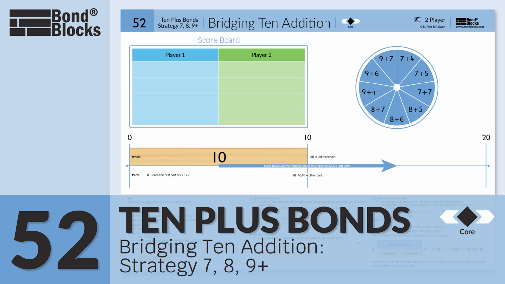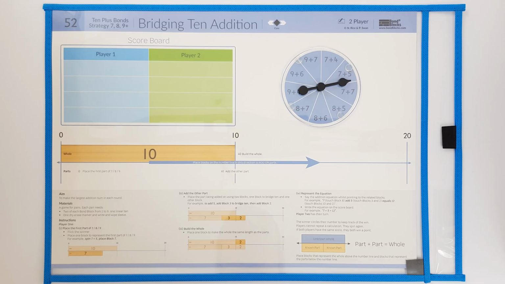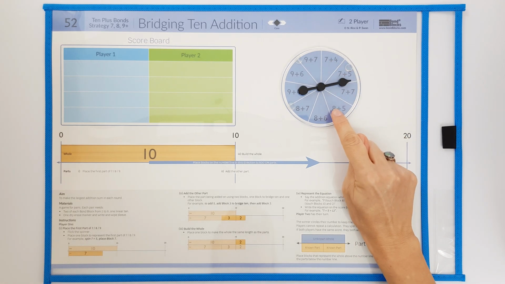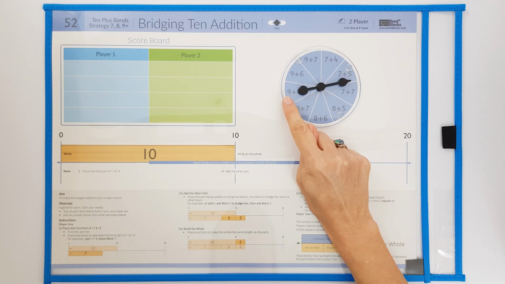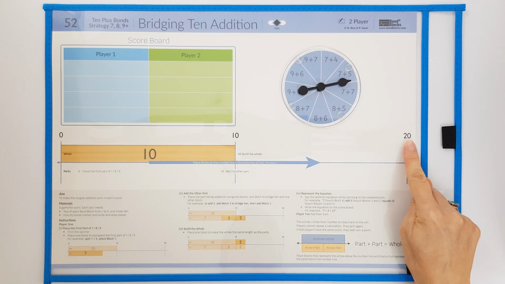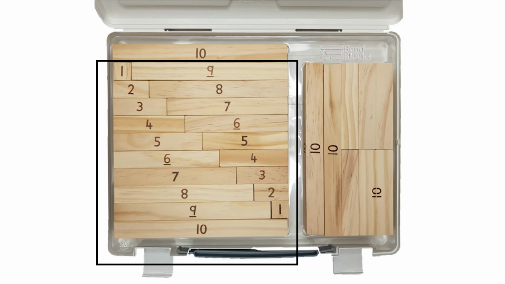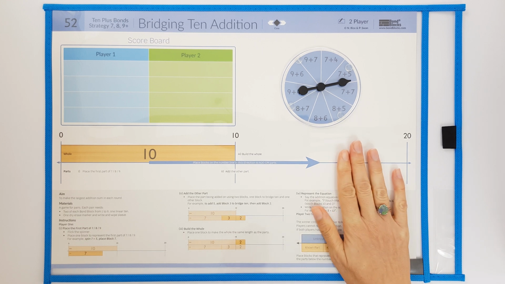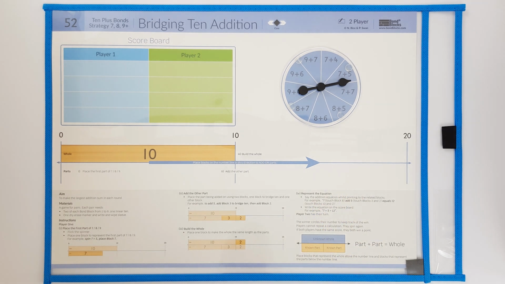Welcome to Activity 52. In this activity, we will be developing the addition strategy of bridging 10, starting with a part of 7, 8 or 9 for wholes of up to 20. To complete this activity, you need 2 of each block from 1 to 9 and 1 linear 10. If you have original boards, please place them inside a white sleeve.